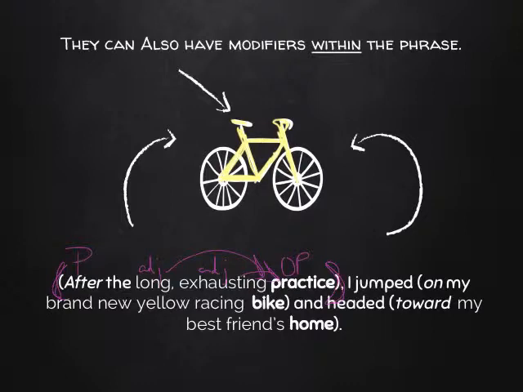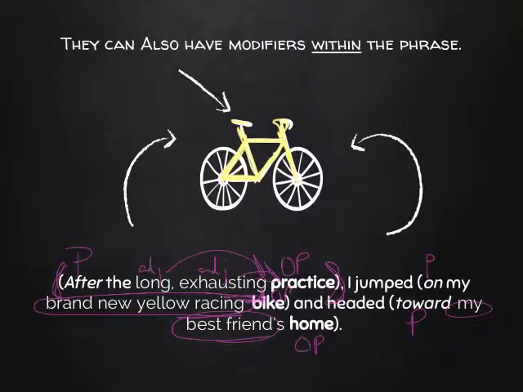I jumped on my brand new yellow racing bike. We have a whole bunch of modifiers in this phrase, modifying bike, which is the object of the preposition, and headed toward my best friend's home. Again, we have toward as the preposition and home as the object of the preposition, with these extra modifiers in the middle. That is normal, and you probably write a lot more like this than you do like the sentence in the previous slide.